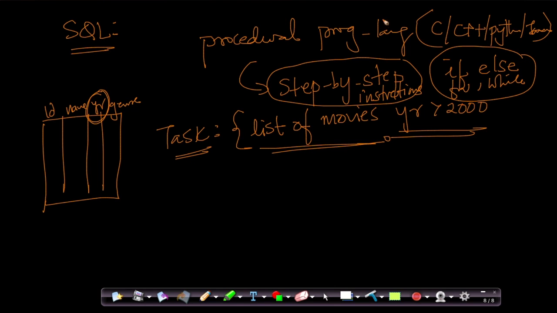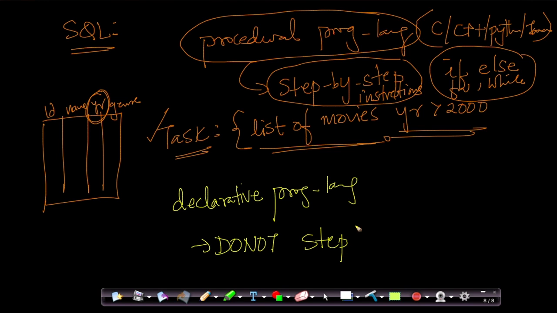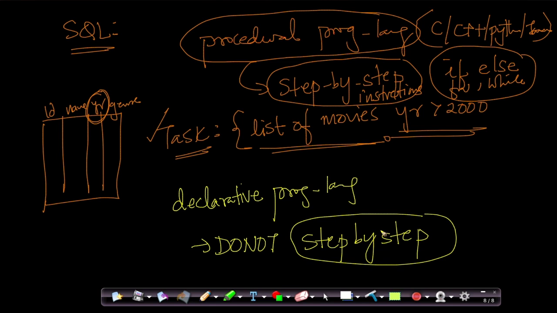Those languages are called procedural programming languages, where you give step by step instructions on how to solve a task. SQL, on the other hand, is called a declarative programming language, wherein you do not specify step by step what to do.